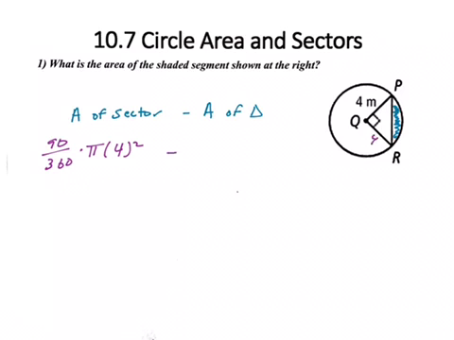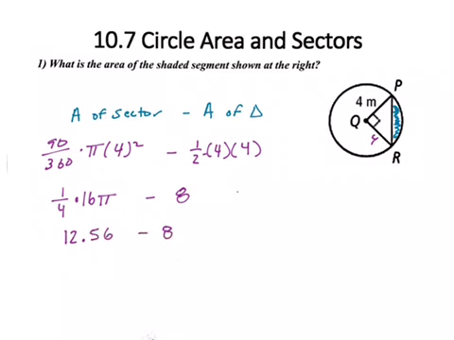This triangle is a 4 by 4 triangle, so that's 1/2 times 4 times 4, or 1/2 base times height. So now we have 1/4 times 16 pi minus 1/2 of 16, which would be 8. 1/4 of 16 pi, when you multiply it out, is 12.56. Minus 8 for the triangle area should give you an area of the segment of right around 4.56 inches squared.